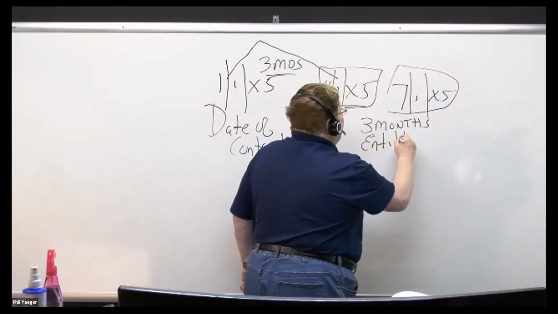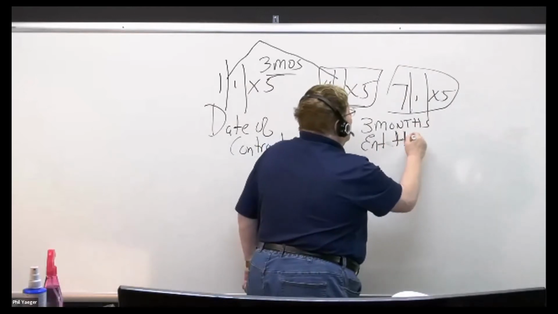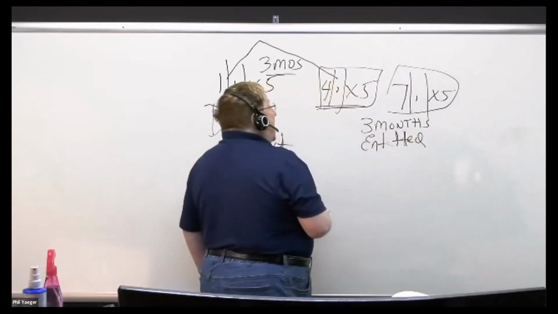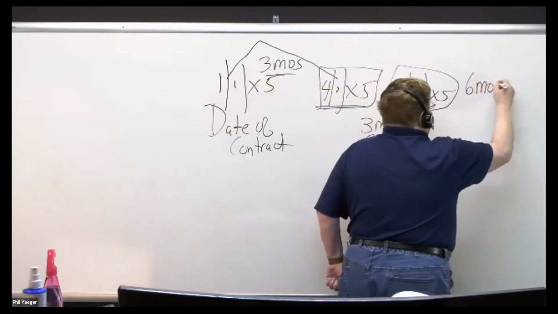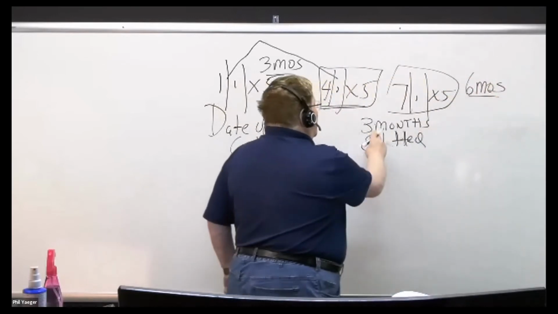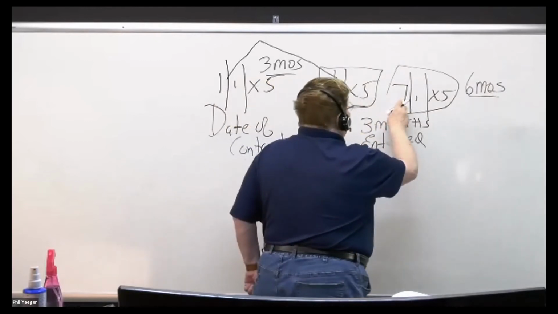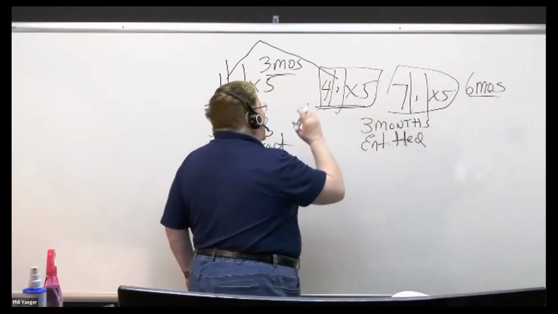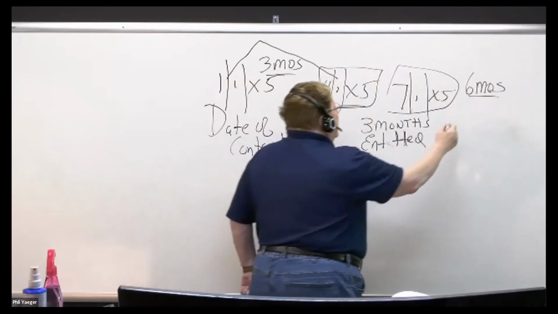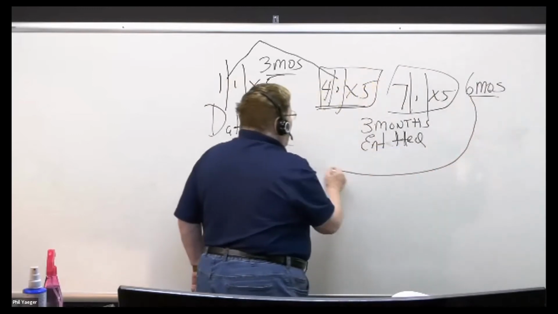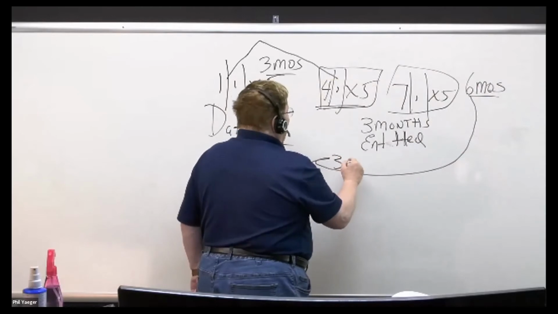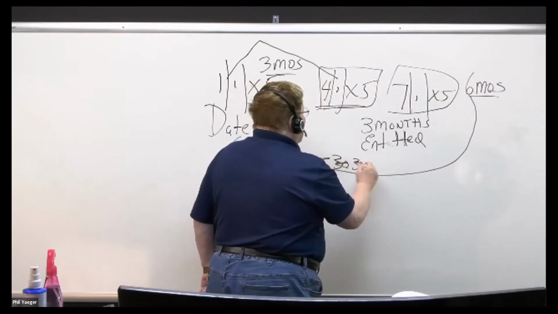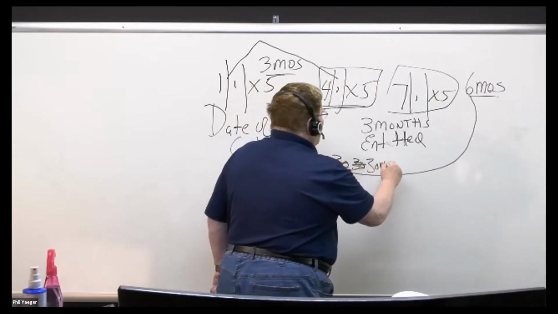Now, at the date of the bond interest, the bondholders are going to receive 6 months of interest. But they're only entitled to 3 months. So what are they going to have to do? At the date that the bonds are sold, the bondholders are going to give back how many months of interest? 3 months. Okay. Now let's make the journal entry for that.